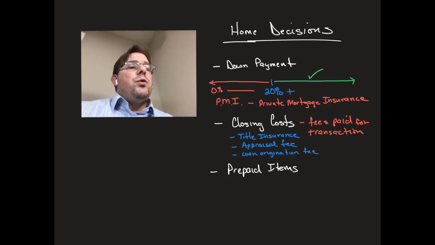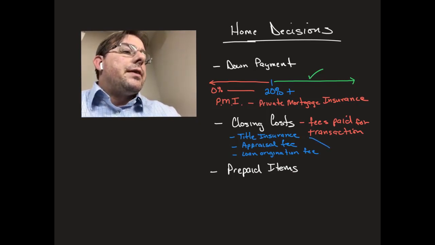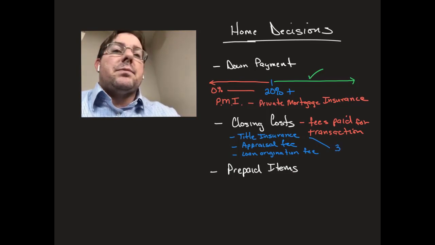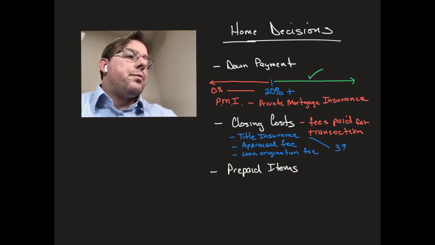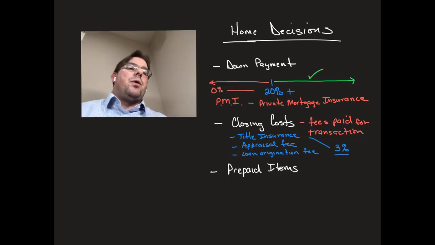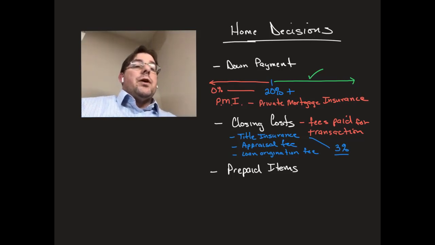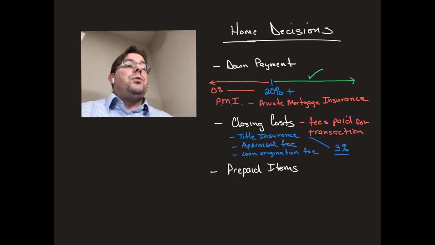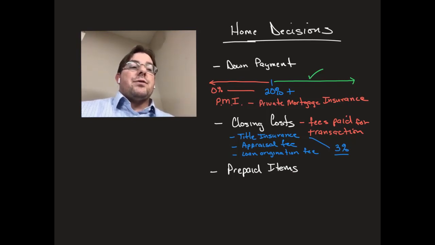And there may be a few other things that are involved in that, but it's important to know that this is going to run about, and this is average, about 3% of the value of the home. So if you're buying a $100,000 home, you might expect to pay about $3,000 in closing costs. Okay. Now, you're also going to have things like prepaid items.